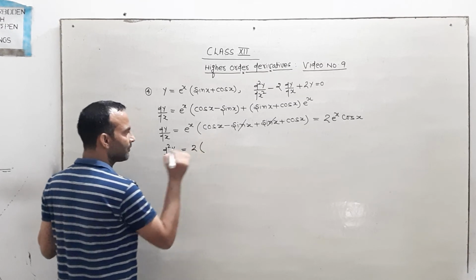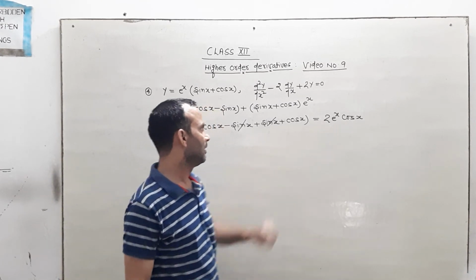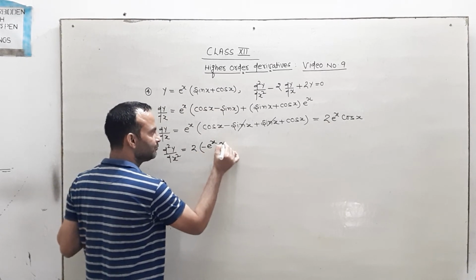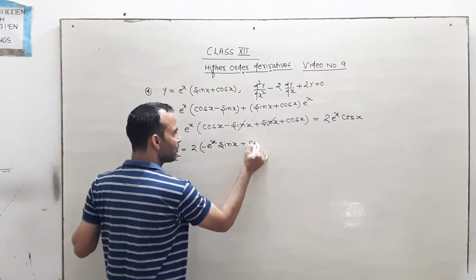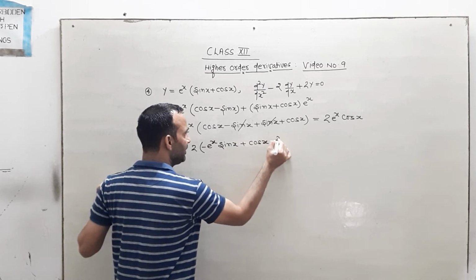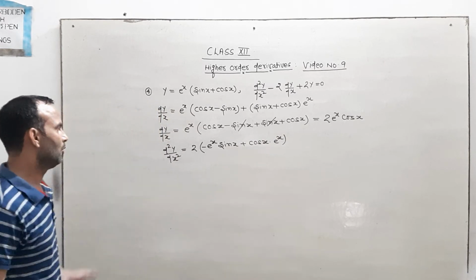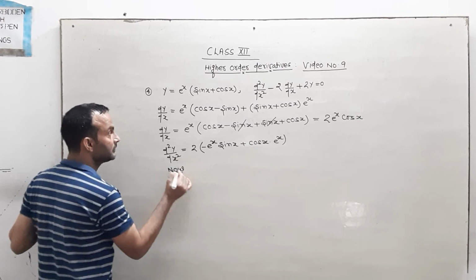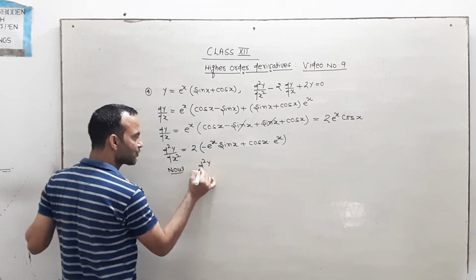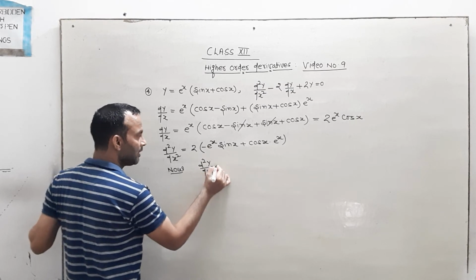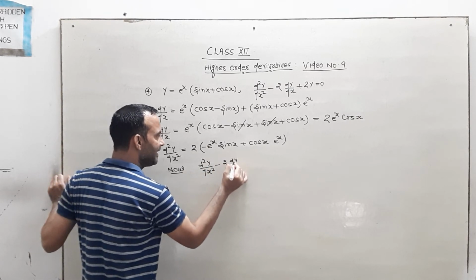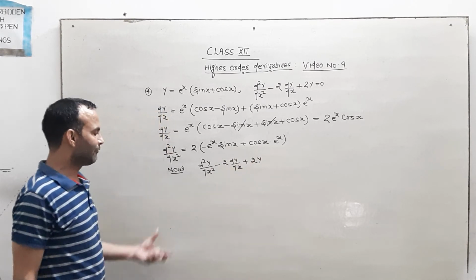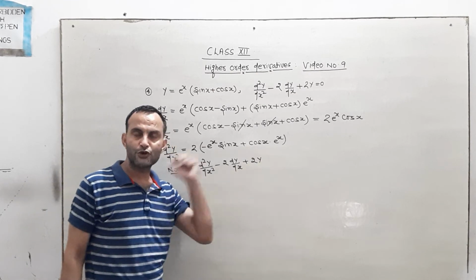2. Apply the product rule here. First function is e raised to the power x. Differential of cos x is minus sin x. Plus second function cos x, differential of first function e raised to the power x. Okay. Now d square y over dx square minus 2 times dy over dx plus 2y. We have to prove that this expression is equal to 0.